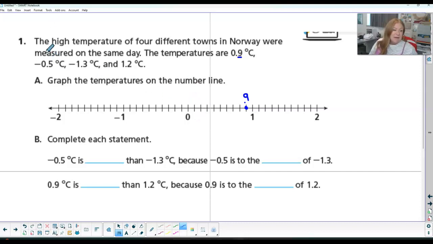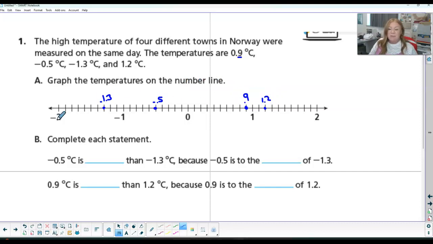Then we have -5/10. That's a -1/2, over 1, 2, 3, 4, 5. So -5/10, -1/2. Then -1.3. So I need to go all the way to 1 whole and then 3/10 more. 1, 2, 3, -1.3. And we have 1.2, all the way to 1 and 2/10 more. So now we can see the lowest, second, third, and the highest temperature in these towns.